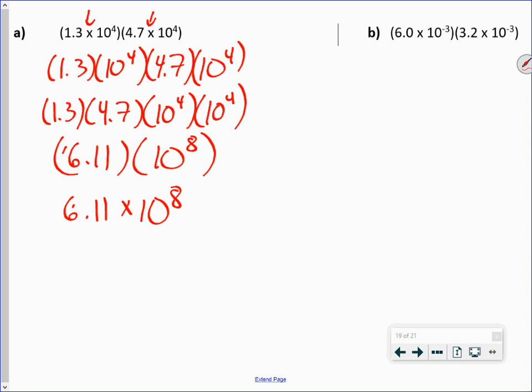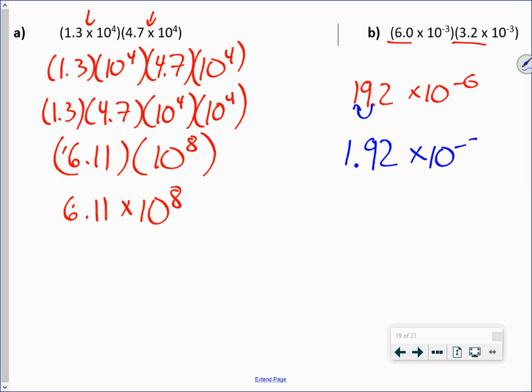And we'll do the same thing over here. We will multiply these pieces. Sorry, I'm losing my mic here. So this will be 19.2 times 10 to the negative 6. And I'm going to move the decimal place 1, so that'll be 1.2 times 10 to the negative 5th.